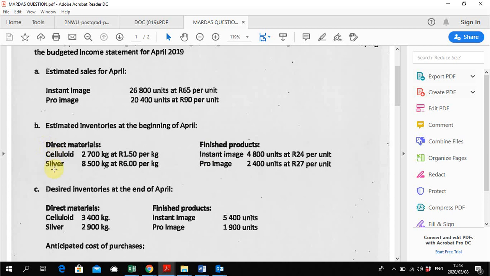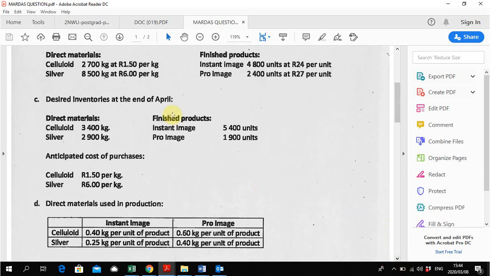So you will see that there's also two materials. It is celluloid and silver. And for the finished goods, again, it's the Instant Image and Pro Image, and they've given you the kilograms and the units respectively, as well as the cost per kilogram and the cost per unit. Then they've also given you desired closing inventory for the celluloid and silver, as well as the finished products, Instant Image and Pro Image. And then they've given you the anticipated costs per kilogram, 1 Rand 50 and 6 Rand.